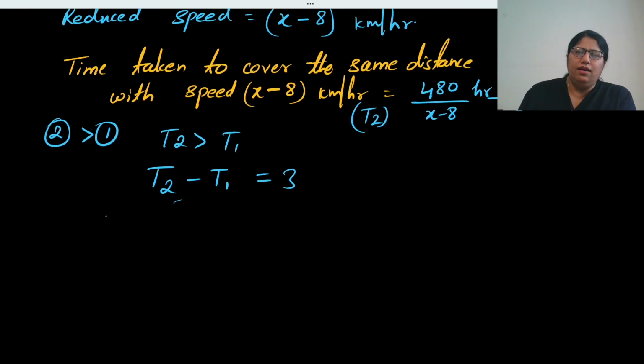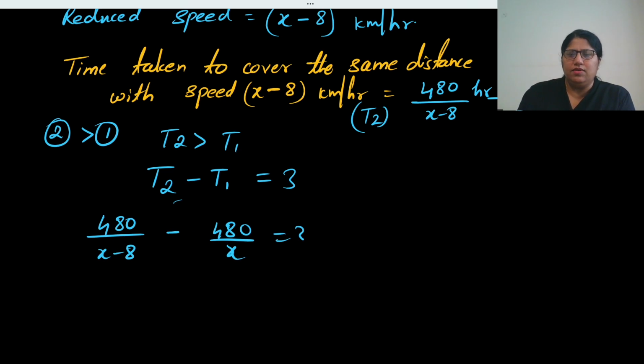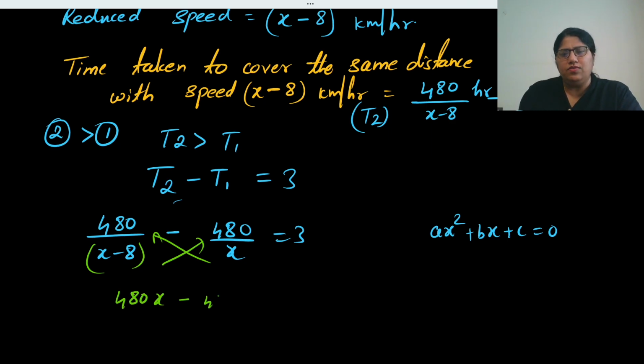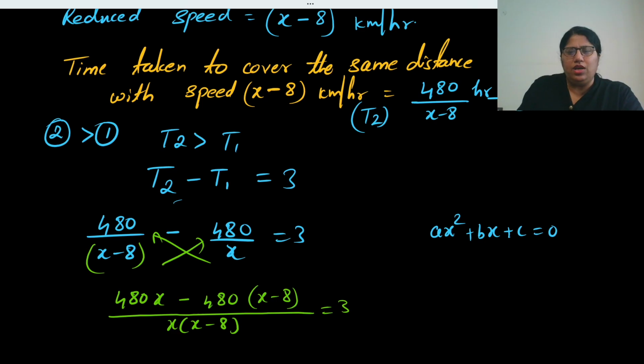Now substitute the expressions here: 480 by x minus 8 minus 480 by x is equal to 3. Right, now you have got one equation. You need to simplify this equation to get the standard form of the quadratic equation, then do factorization to solve it. So let us start. First you will put a bracket, because there are two terms, and do cross multiplication. So 480x minus 480 times x minus 8, by the product of the denominators, is equal to 3, right?